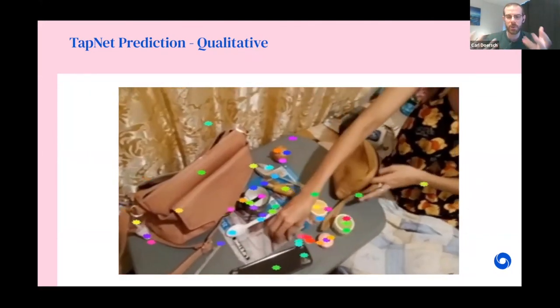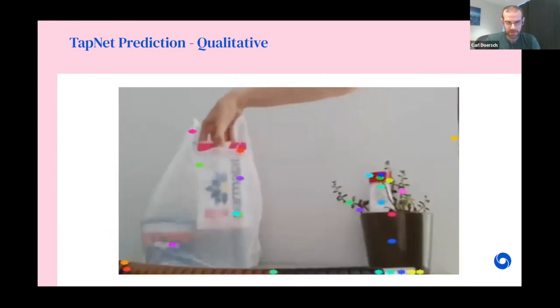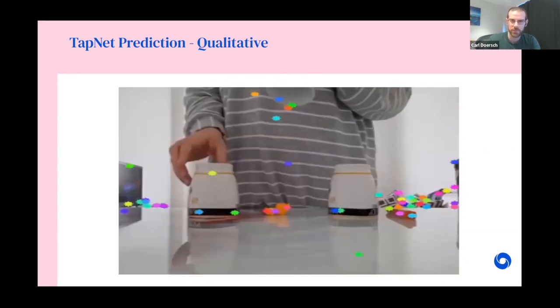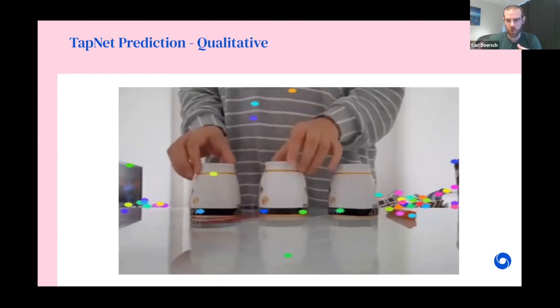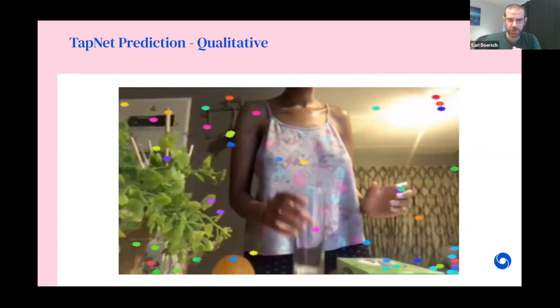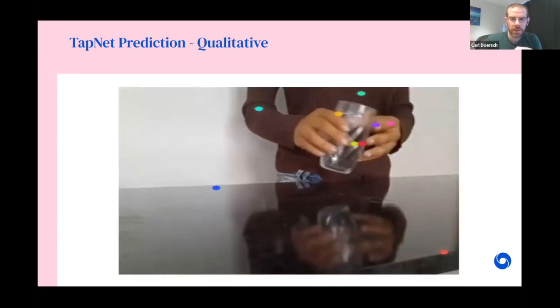So even though there are problems with what you can see here, TAPNet is still typically better on this task than other things that exist in the literature, like algorithms designed for optical flow or for structure from motion kind of rigid object tracking. Next slide.